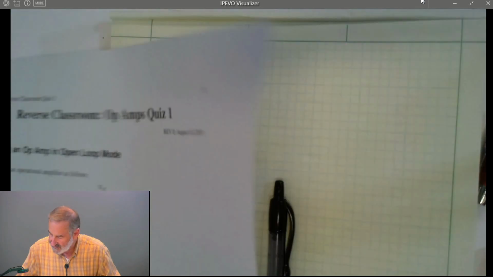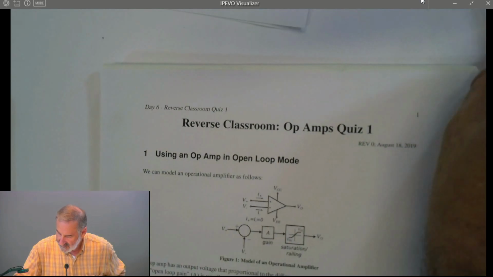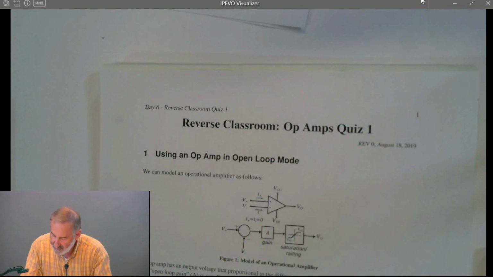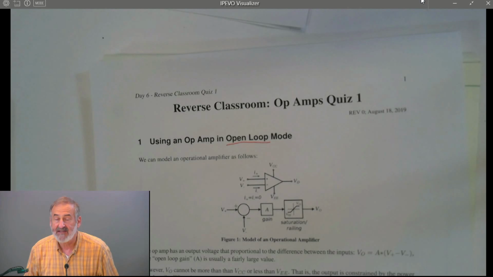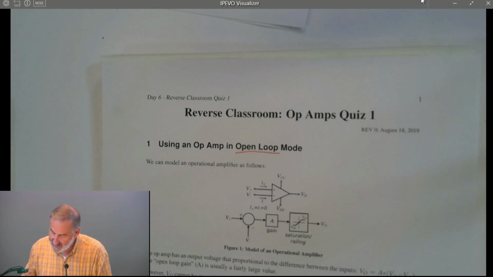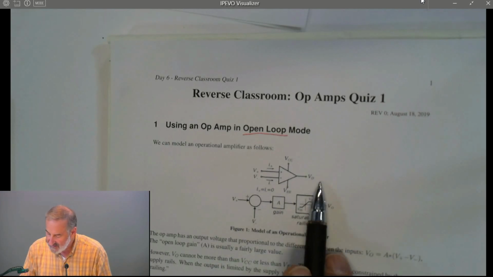So let's take a look at quiz 1. Using an op-amp in open loop mode. So open loop means that there's no connection between the output back to any of the inputs. We're going to add feedback, which you will see will make this a lot more useful device. But for the moment, we're going to apply voltages to the input. We're going to see what happens to the output.